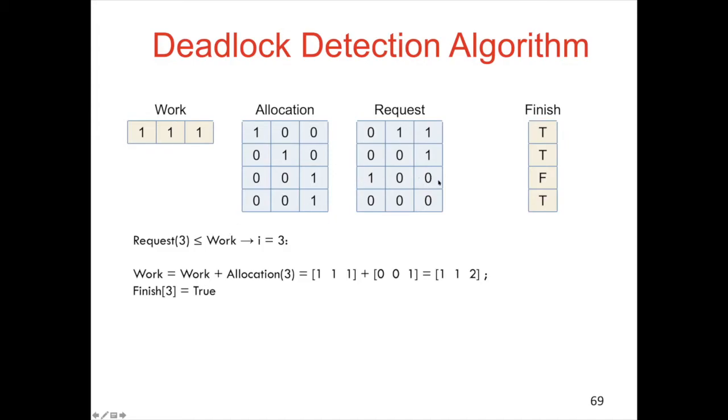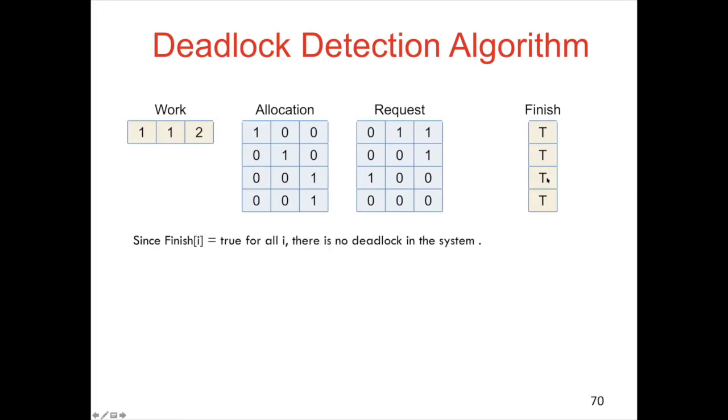Then we have only this process having finish value as false and we are checking if this request is less than or equal to work, it is satisfied. So I is equal to 3. Work is equal to work plus allocation 3, which is 0, 0, 1. So we have 1, 1, 1 plus 0, 0, 1. The result is 1, 1, 2. Now the new value for work is 1, 1, 2. And also the finish value for process 3 is going to be set to true. And these are the new values for work and finish.